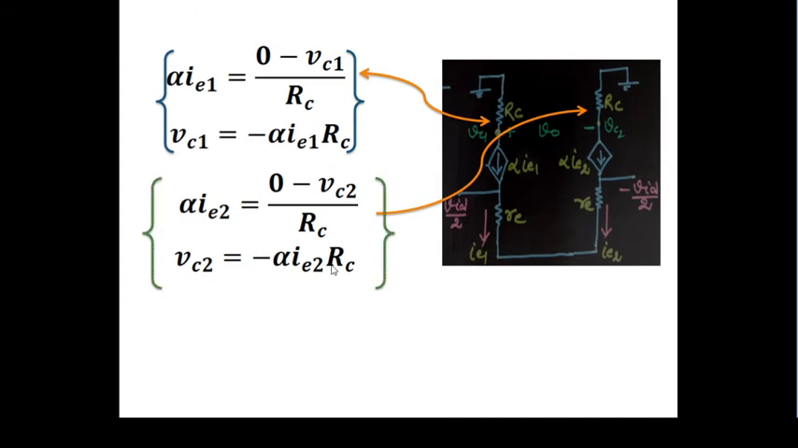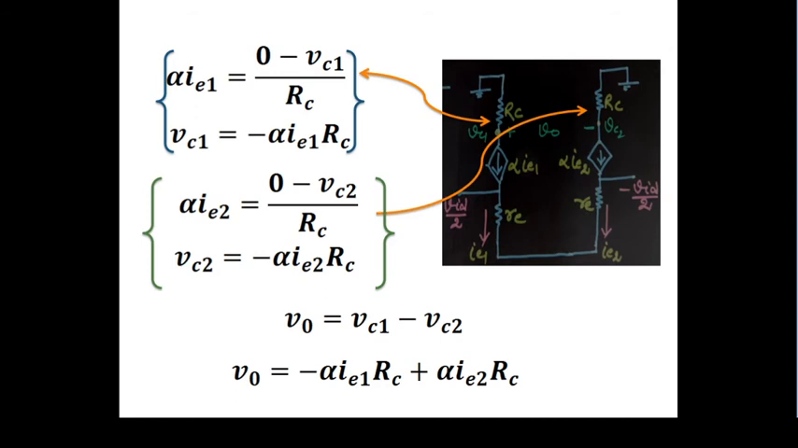So now we can find V naught equals VC1 minus VC2. Putting minus alpha I1 RC for VC1, and VC2 is minus alpha I2 RC, with the sign flipped, it becomes plus. Very simple calculation. We just have to know the basics, how the current flows across the resistance, and this T model for a BJT. We are replacing the BJT with the corresponding T model for AC equivalent analysis. We can also do it using the hybrid pi. So this is the concept.